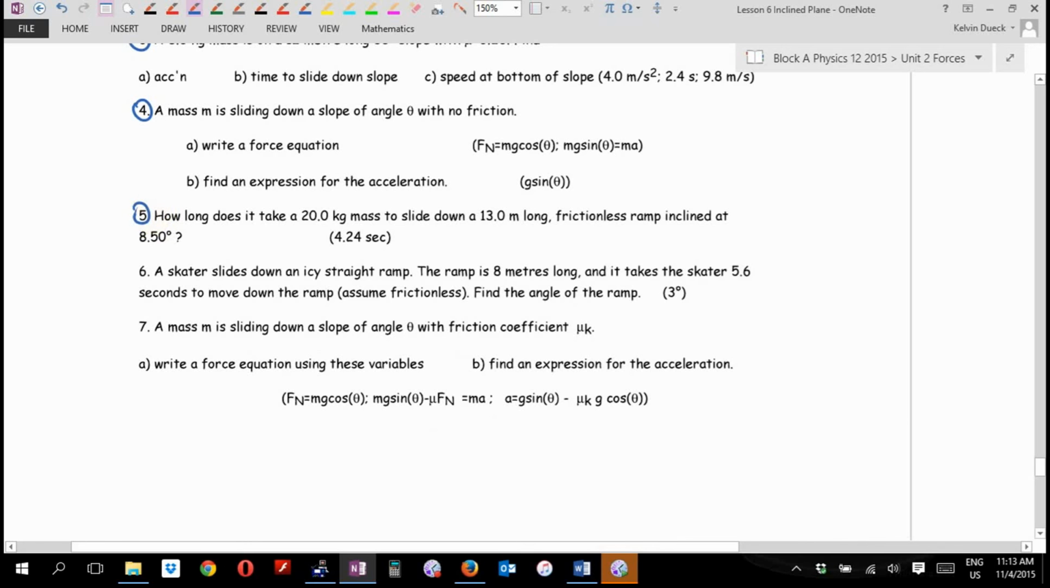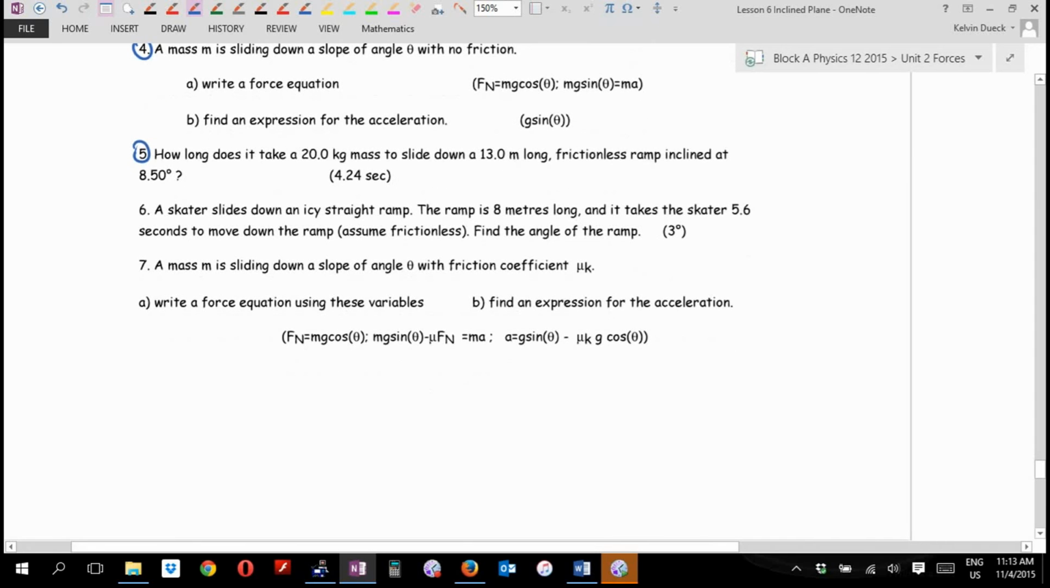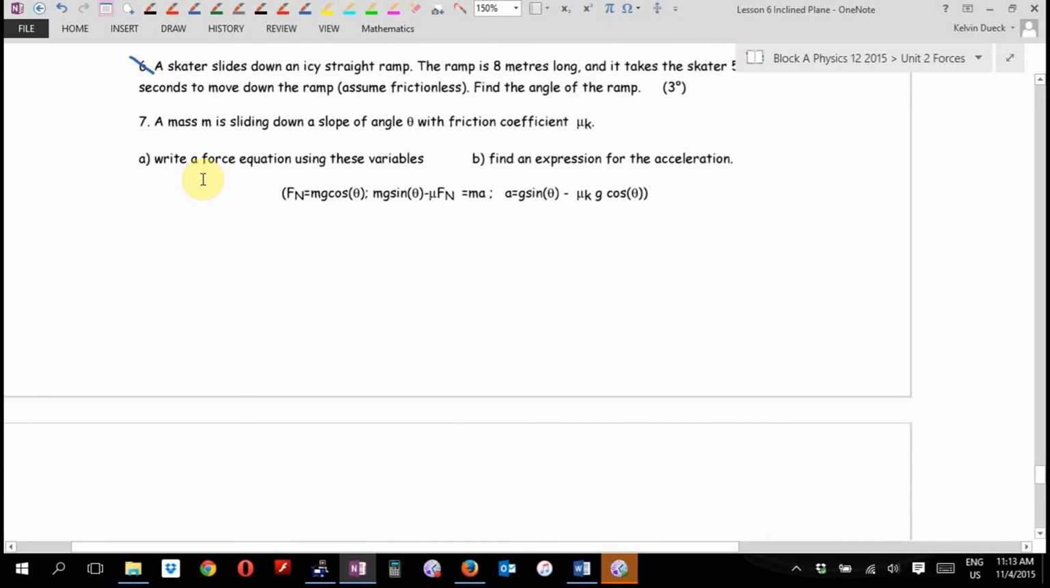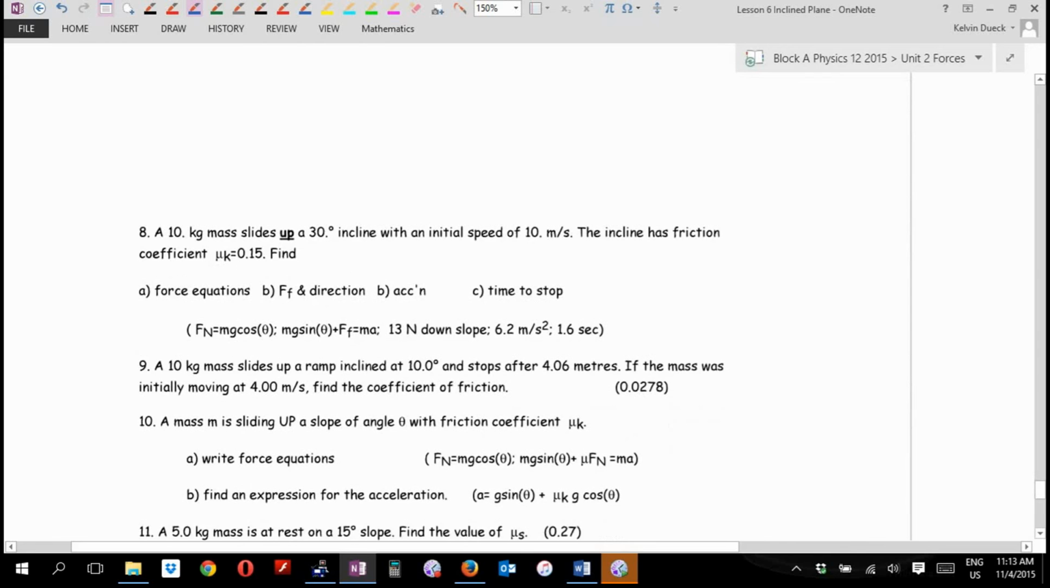5 is good. 5 says how long, so it's saying find time. I got news for you. You're going to spend most of your time finding the acceleration. Just saying. Skip 6. I'm not going to ask you to find angle theta. It would be a shift sine or a shift cos question. It is kind of cool, but it's a little tough for what I'm going to throw at you. Skip 7, although it's lovely algebraic, I'm going to pass.